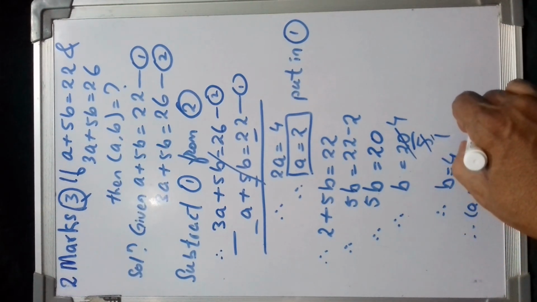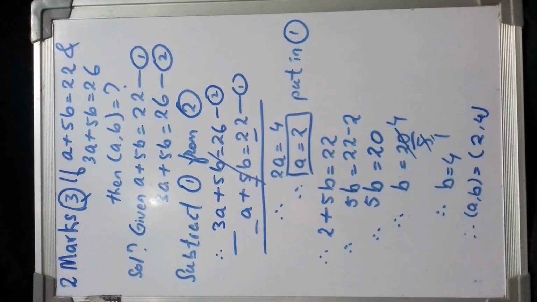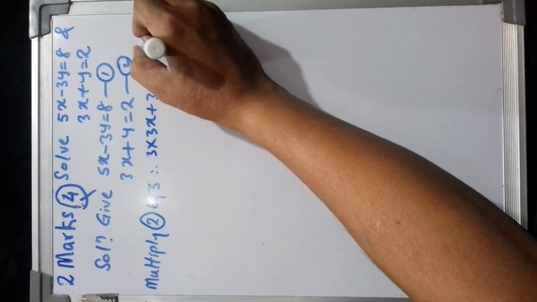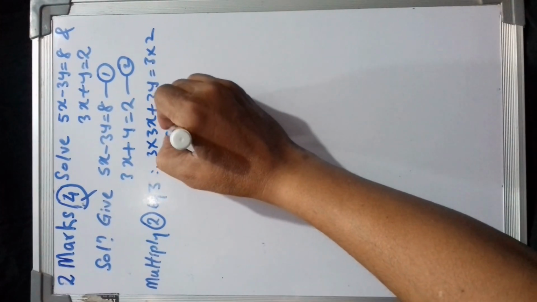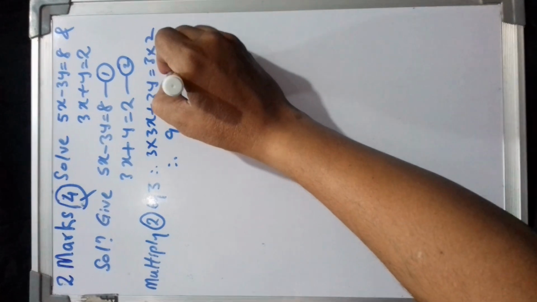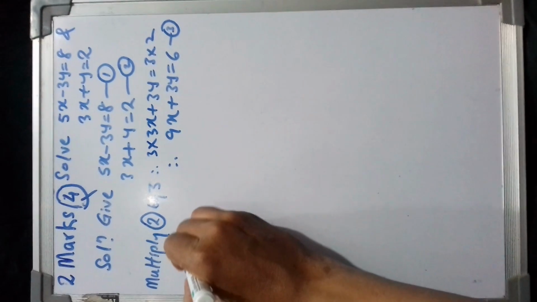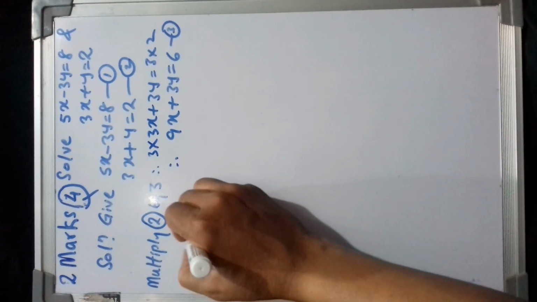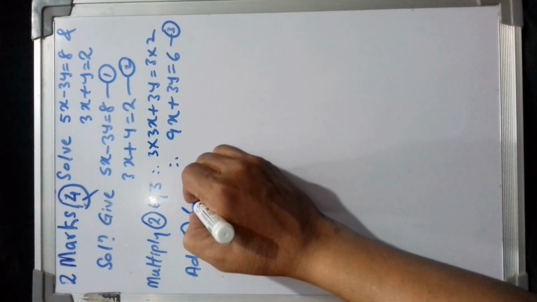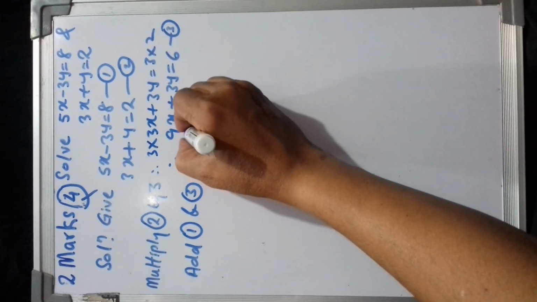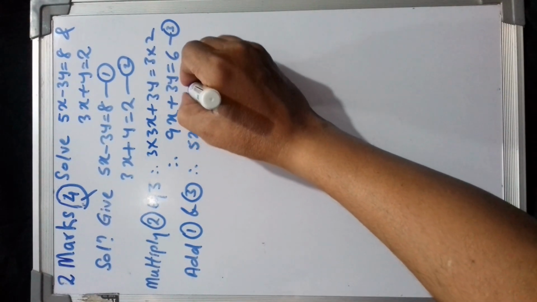Now the next question. We have to solve 5x minus 3y is equal to 8 and 3x plus y is equal to 2. These are equation numbers 1 and 2. Now we multiply equation number 2 by 3, so that this will become plus 3y. So 3 into 3x is 9x, y into 3 is 3y, and 3 into 2 is 6. So 9x plus 3y is equal to 6. Let's call this equation number 3.